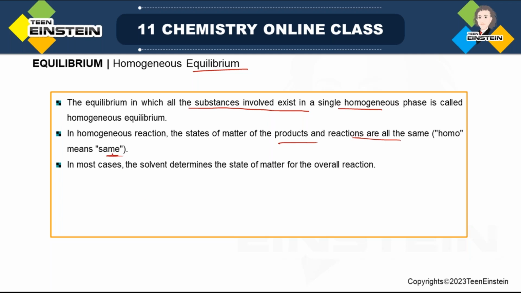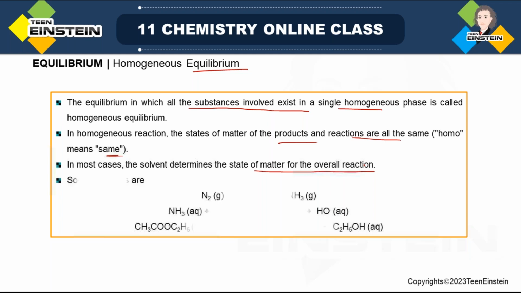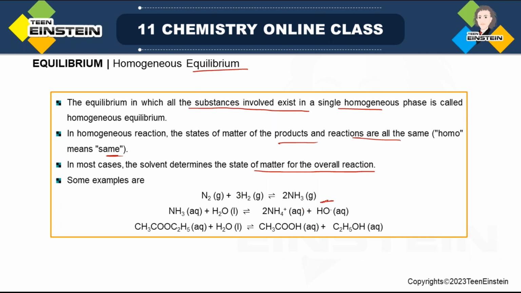In most cases, the solvent determines the state of matter for the overall reaction. So suppose the solvent is water and the substances are soluble in water, then mostly in the bracket we write aqueous, AQ. Here we have some examples of homogeneous equilibrium. The first one is in gaseous phase. Here you can see product side ammonia is gaseous, and reactant side nitrogen and hydrogen both are in gaseous state. Then the second equation, we are doing in the solvent water.